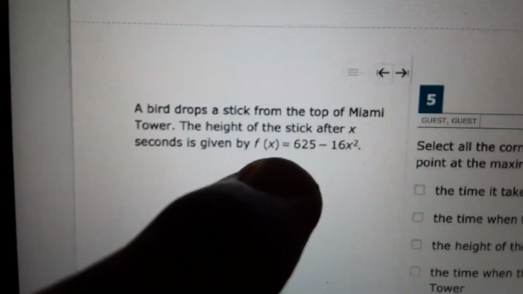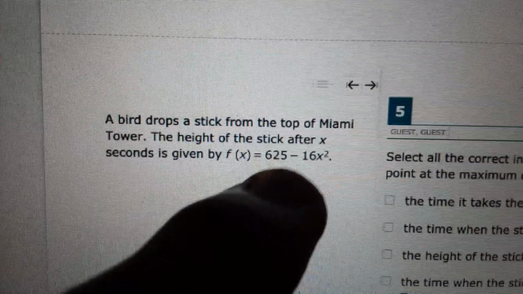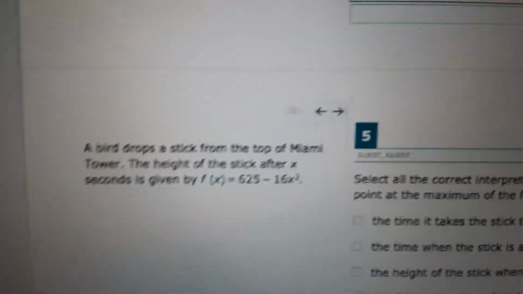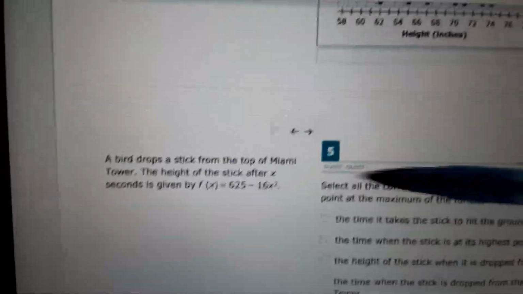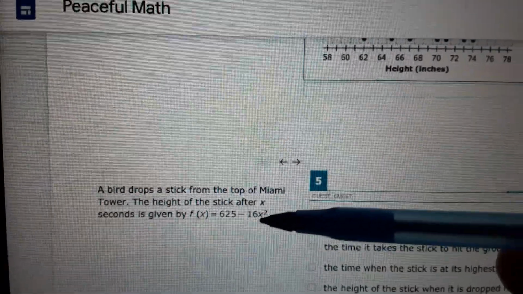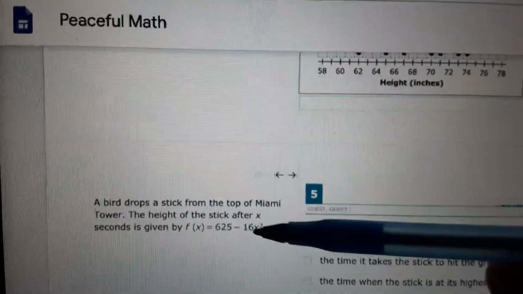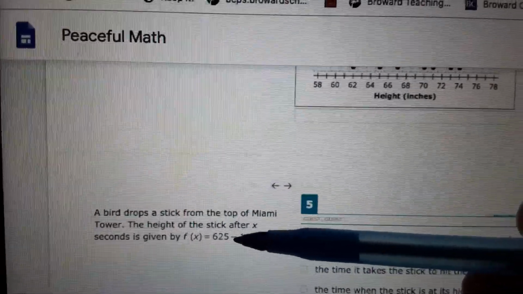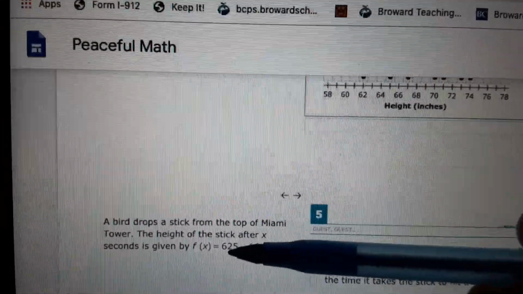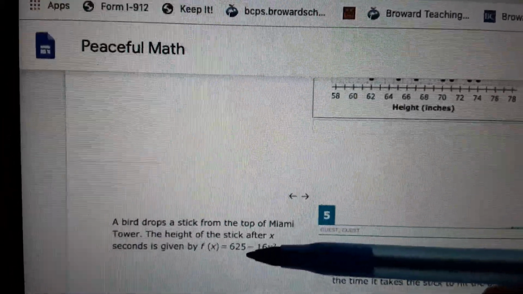We're supposed to look at this and see, okay, what's the maximum value? Well, the first thing to do when you see x squared is to make this 0. So this becomes 0, so this is 625. So when x is 0, this function is 625.